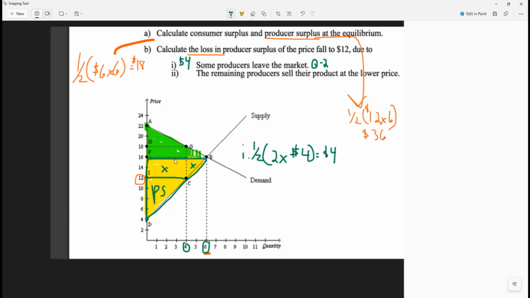Then that leaves us with this area here, and so we just calculate the area of that. So for part 2, that would be $4 times $4. And this one is not a triangle. So we're going to just do 4 times 4, and that would be $16. Okay, so $16 is the loss to the producers that stay in the market and produce those 4 units. If you wanted both of them, you could add them together. The area of both of these would be 20, but individually 4 and 16 is your answer.